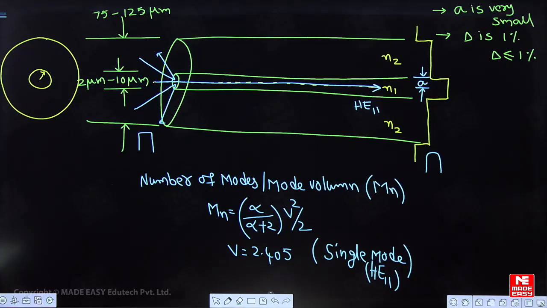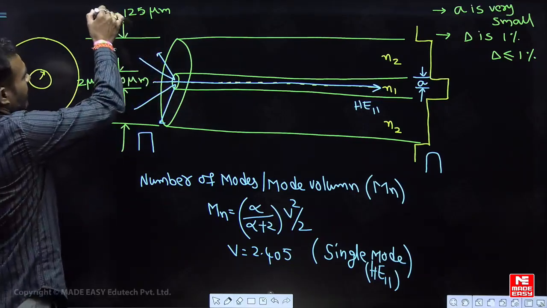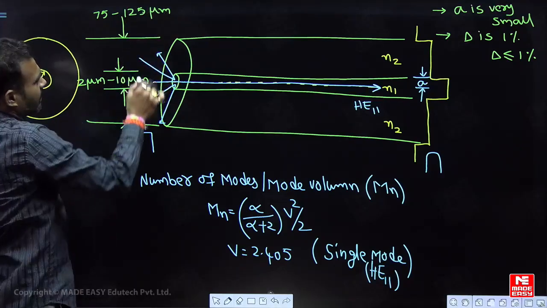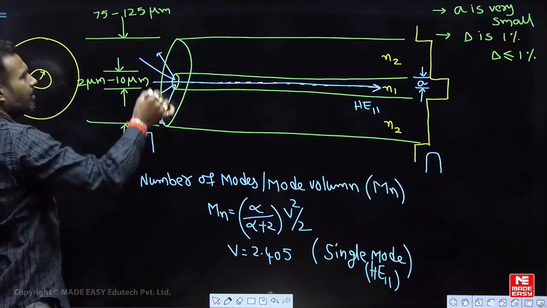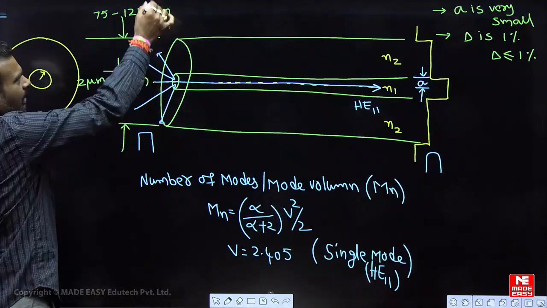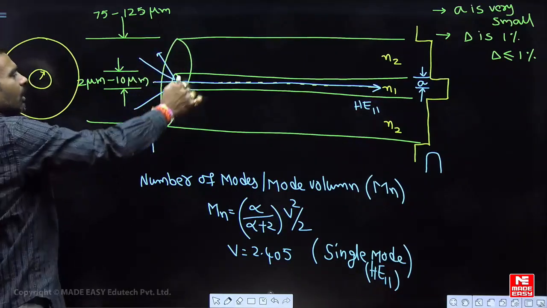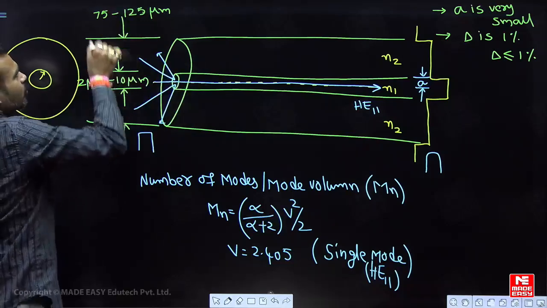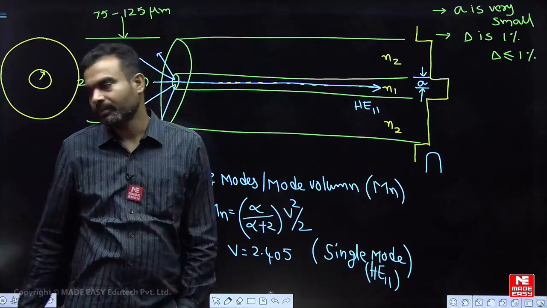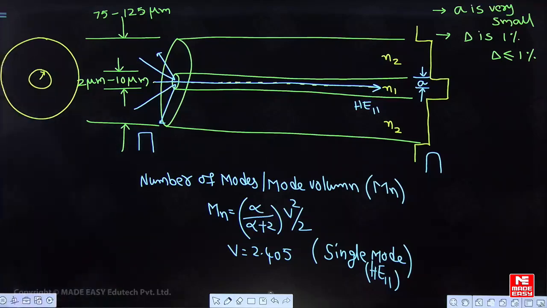As you are seeing, A indicates the radius of the core. It is not the radius of the fiber; the radius of the fiber is different. See here, in this diagram, 75 to 125 micrometers is the diameter of the complete fiber. If you want the diameter of the core itself, you remove 2 micrometers and you get the diameter of the core. If you want the radius also, we can do it in the same manner, divided by 2.